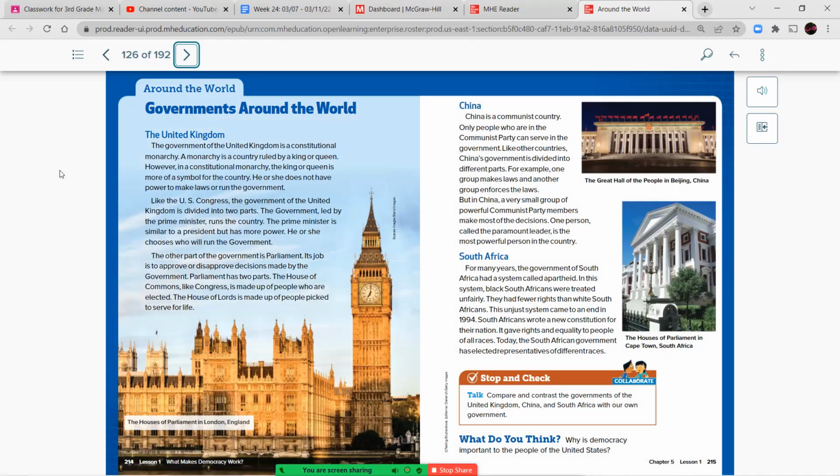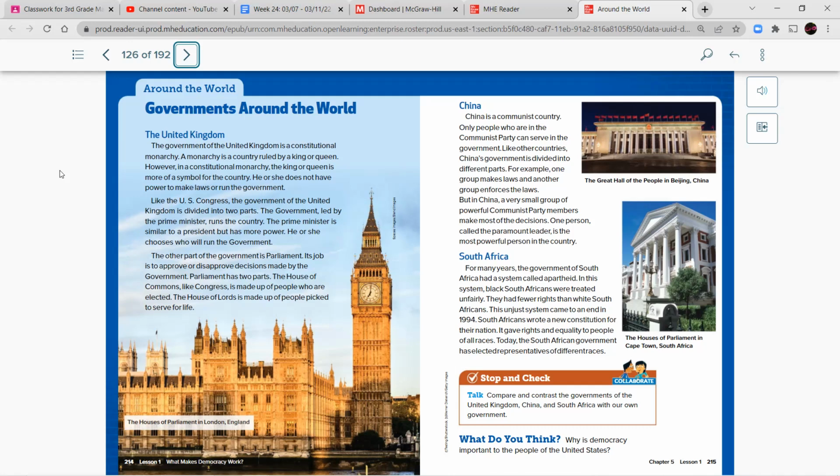Governments around the world. The United Kingdom. The government of the UK is a constitutional monarchy. A monarchy is a country ruled by a queen or a king. However, in a constitutional monarchy, the king or queen is more of a symbol for the country. He or she does not have power to make the laws or run the government.